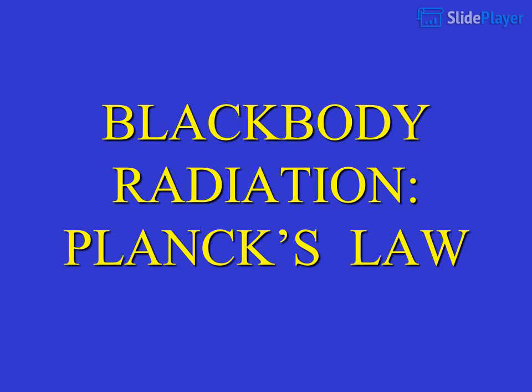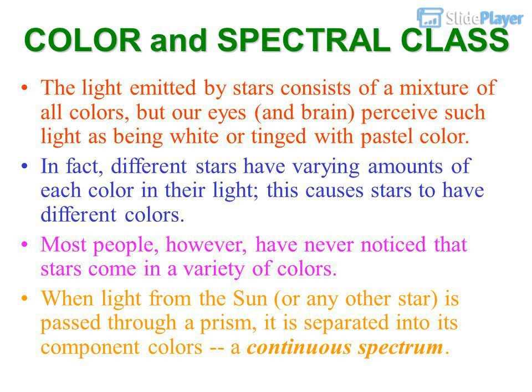Blackbody radiation, Planck's law. Color and spectral class. The light emitted by stars consists of a mixture of all colors, but our eyes and brain perceive such light as being white or tinged with pastel color. In fact, different stars have varying amounts of each color in their light. This causes stars to have different colors. Most people, however, have never noticed that stars come in a variety of colors.